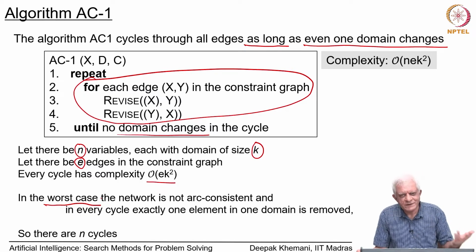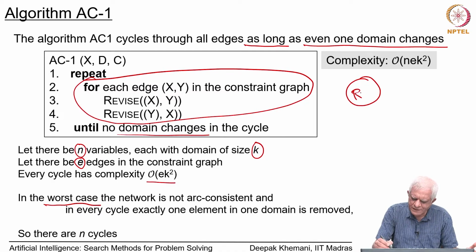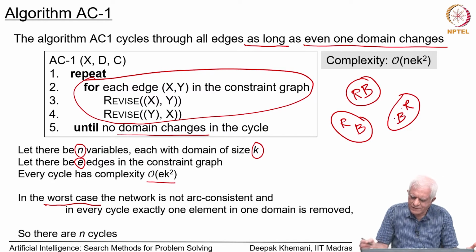The best case of AC1 would be when the network is itself arc consistent to start with essentially. And so, here is an interesting example. Supposing we have a map coloring problem, we have three regions connected to each other and two colors red and blue. You can see that this network is arc consistent to start with, because you choose any value here. So, supposing you choose red here, you can choose blue in the other two. If you choose blue here, you can choose red in the other two, and likewise for the other variables.